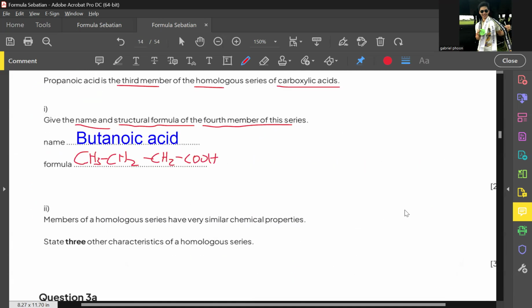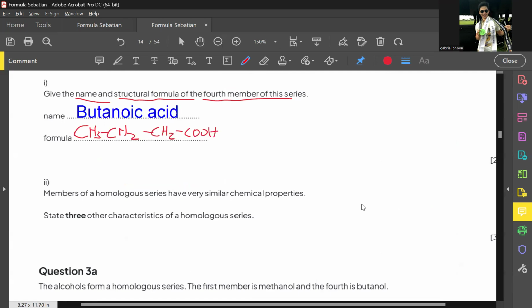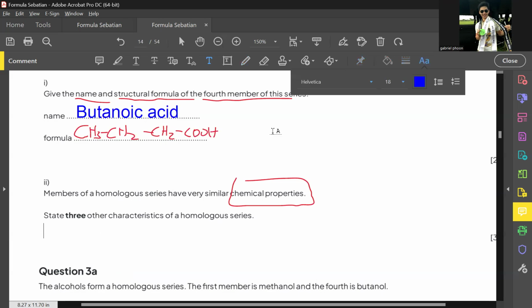Okay, next. Members of the homologous series have very similar chemical properties. State three other characteristics of the homologous series. So we all know that the same homologous series already have the same chemical properties, right? Right now you have to name three others, which I think some of you have not seen these kinds of questions before. So I'll go ahead and give you the three here right now.